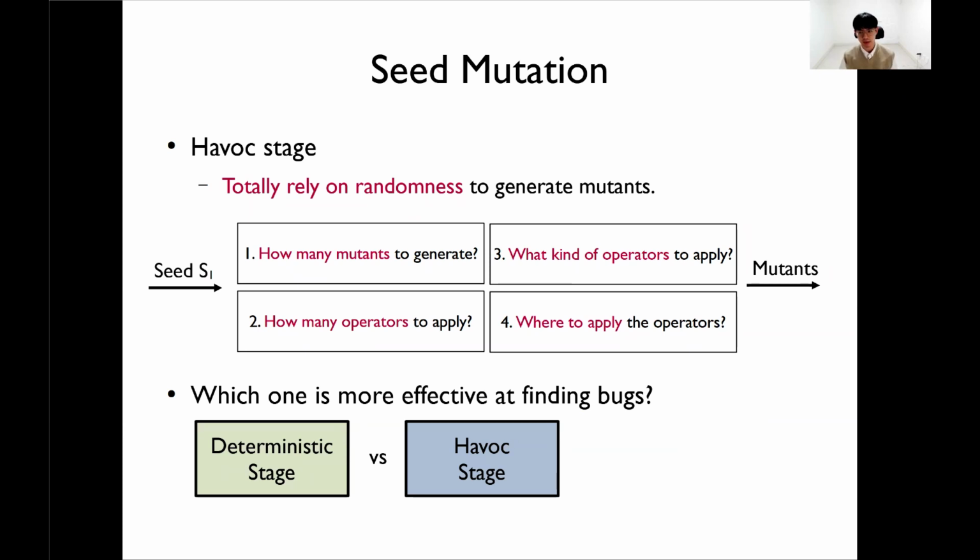So far, we learned two stages of AFL for seed mutations. So here is my simple question. Which stage do you think is more effective at finding bugs? A small change to the seed input but deterministic stages, or a big change but purely random Havoc stages? I will give you 10 seconds to think. So which one is more effective at finding bugs?